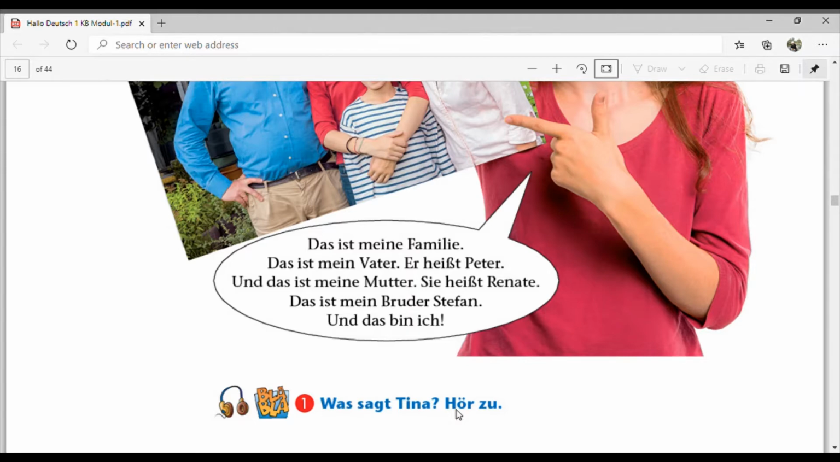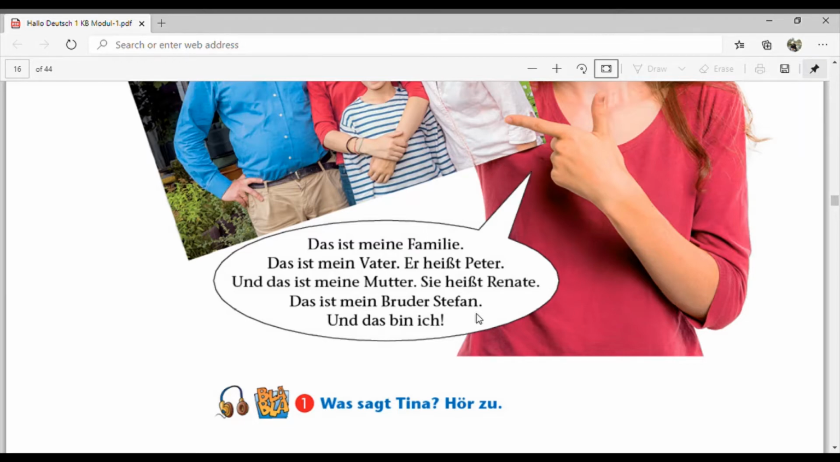Modul 1, Lektion 2. Das ist meine Familie. Was sagt Tina? Das ist meine Familie. Das ist mein Vater. Er heißt Peter. Und das ist meine Mutter. Sie heißt Renate. Das ist mein Bruder Stefan. Und das bin ich.